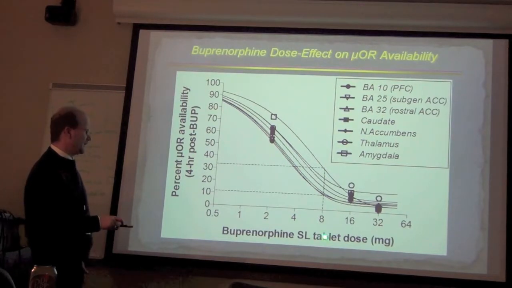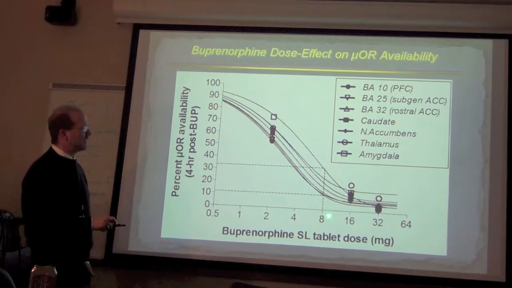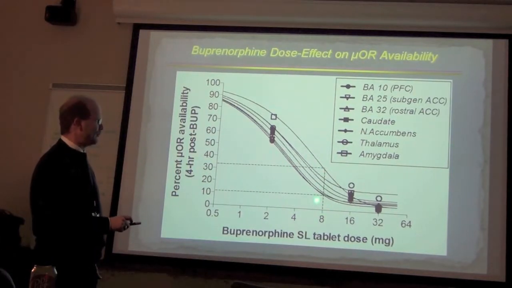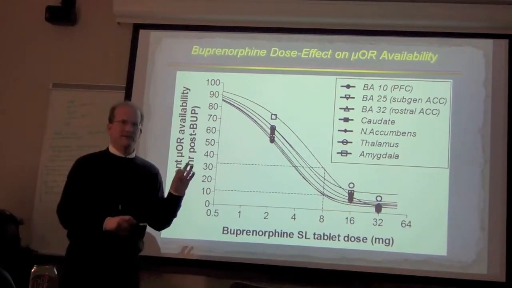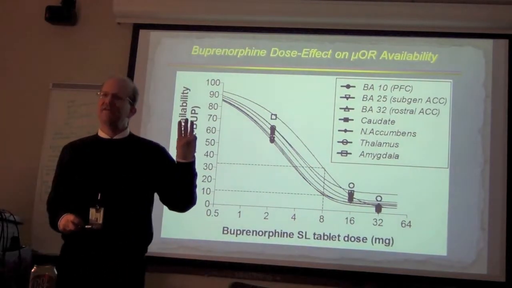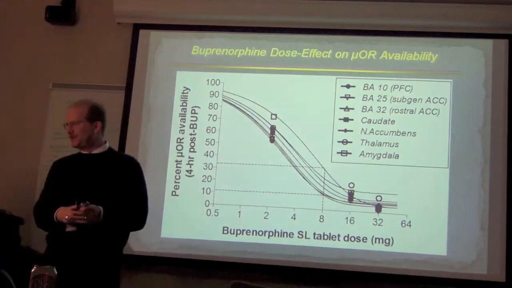I drew some lines just to show you that when a lot of the early clinical trials were done, 8 milligrams was a common maintenance dose, and we didn't actually study that in this study for a few reasons. Also, you'll notice there are only 3 data points here. Everything is referenced to the 0 milligram condition.